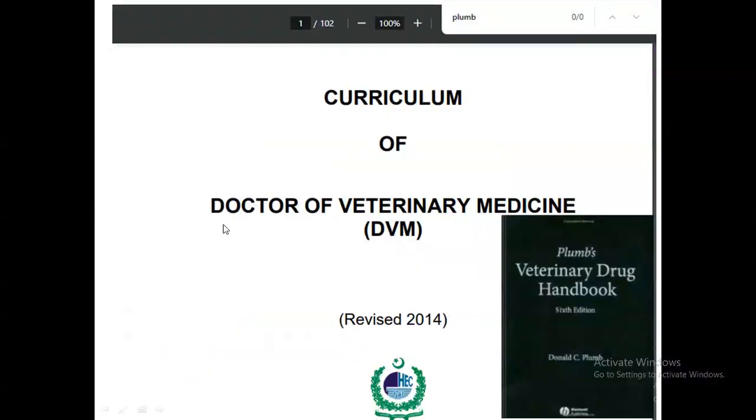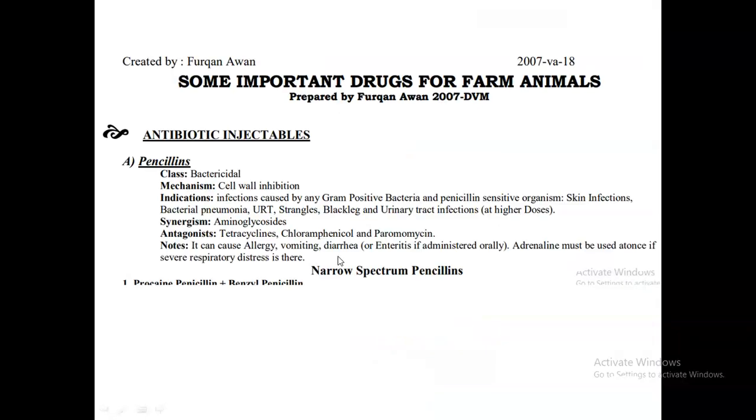This is the book that is recommended by the Higher Education Commission Pakistan, and this is the PDF in which they tell which books are recommended and which are not. The book that has given true information about the drug dosing was Plumb's Veterinary Handbook, and we cannot even find its name. If we write only Plumb, there were zero results in this PDF of 102 pages. It means that even HEC has not considered that authentic book in the DVM curriculum.